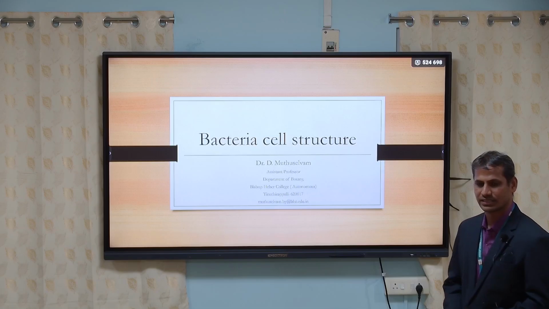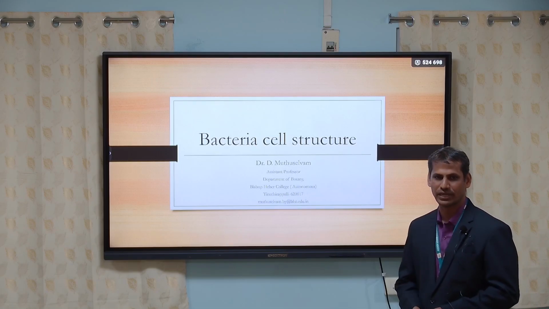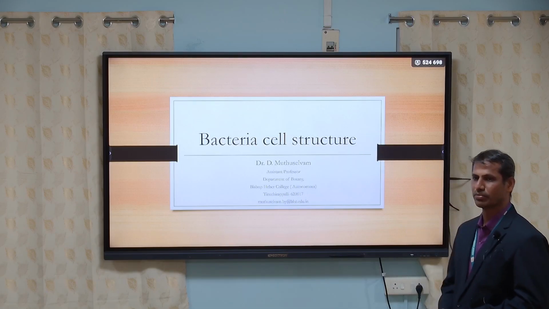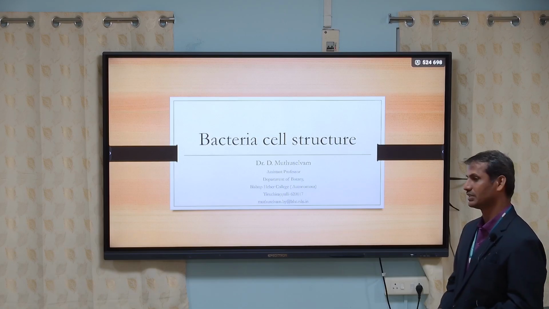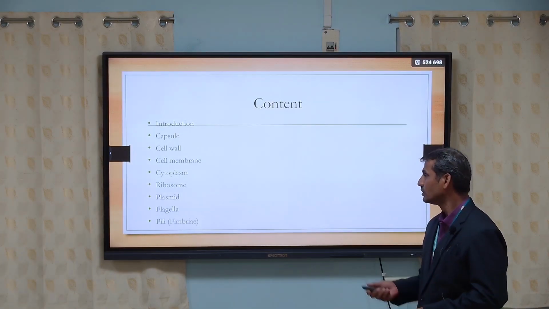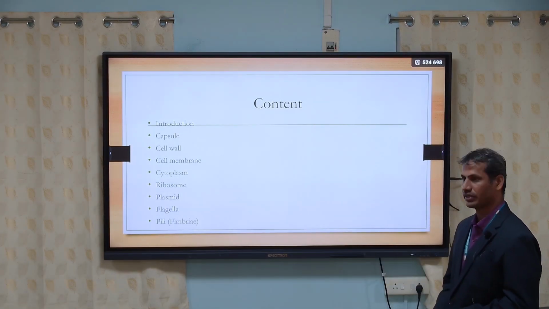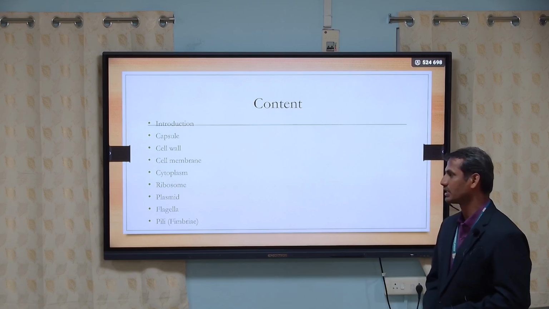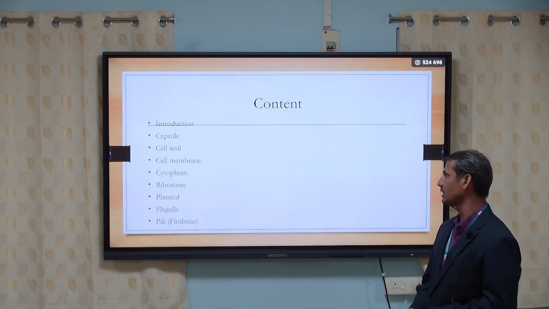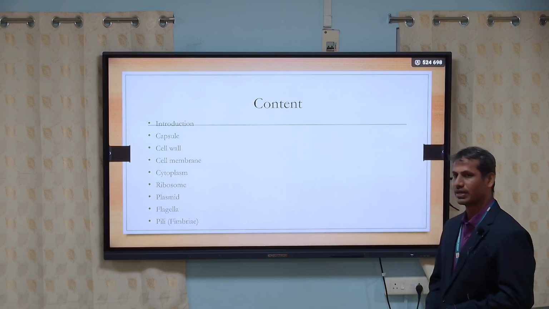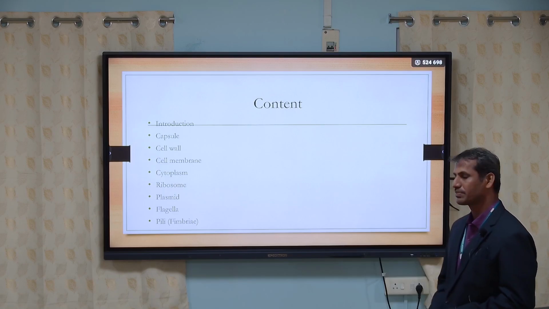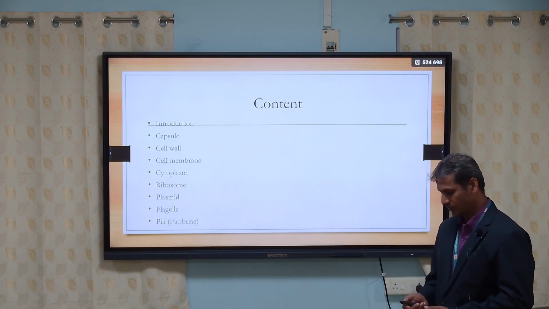Bacterial cell structure. Bacteria, a common example is E. coli, Escherichia coli. It's a prokaryote. It lives in the human intestine. Today we are going to discuss the introduction and the cell structure, which includes the capsule, cell wall, cell membrane, cytoplasm, ribosomes, plasmid, flagella, and membrane.